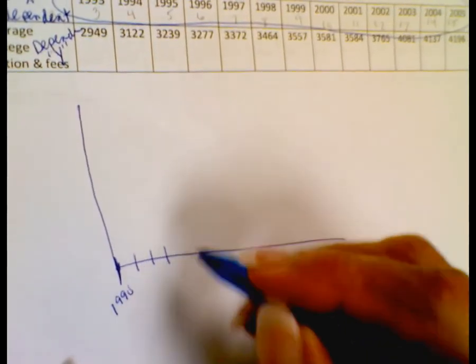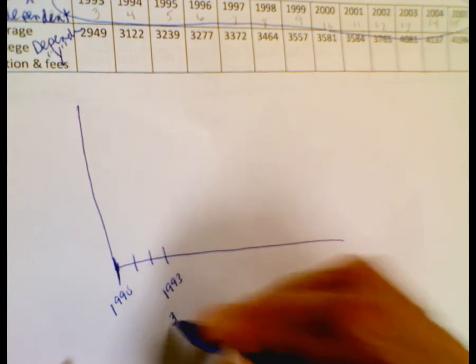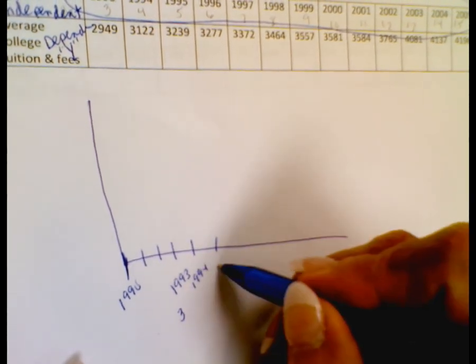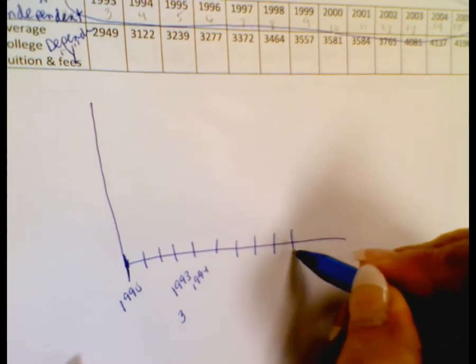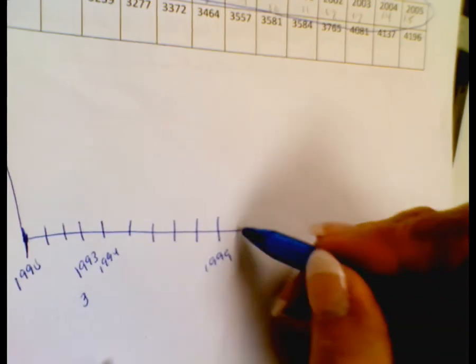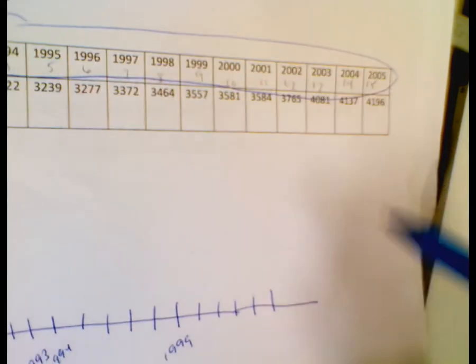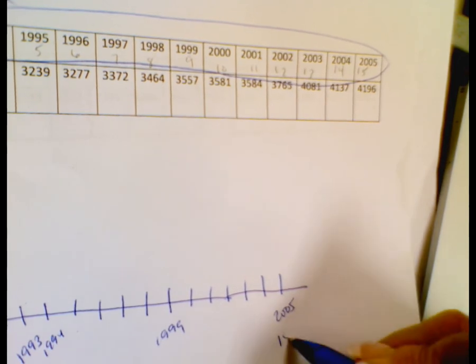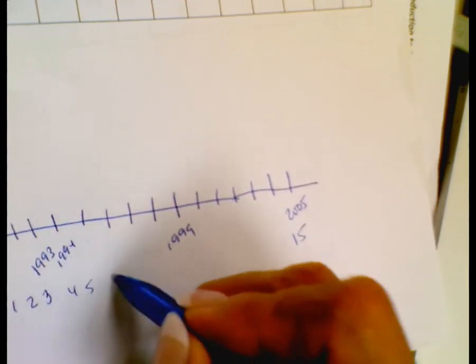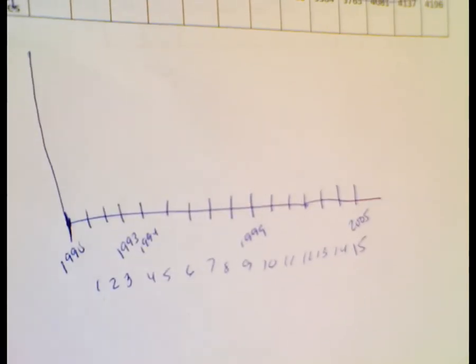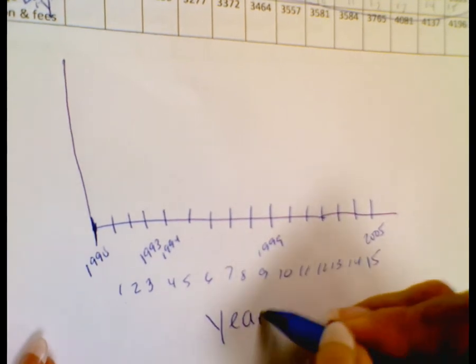And then as you do your tick marks, this third one is 1993, or you could say it's a 3. It's the third tick mark. 1994 is this one, or you could say 5, 6, 7, 1998, 1999. You don't have to label all of them. 2000, 2001, 2002, 2003, 2004. I'm just looking at my sheet up here. I went up to 2004. Actually, I went up to 2005. So this last one is 2005, or it is 15. Okay, so you have 1, 2, 3, 4, 5, 6, 7, 8, 9, 10, 11, 12, 13, 14, and 15. Or you can have 1990, 1991, and so on. Now, this is the year.